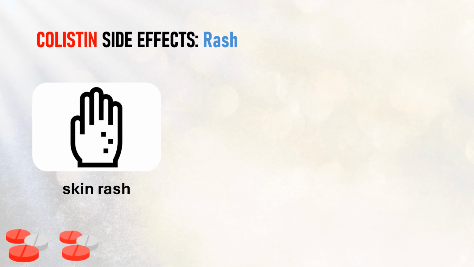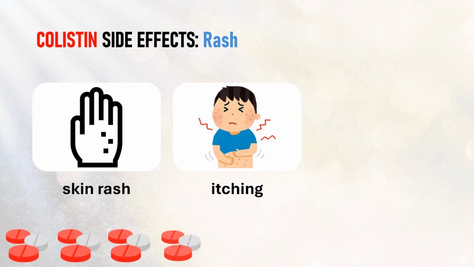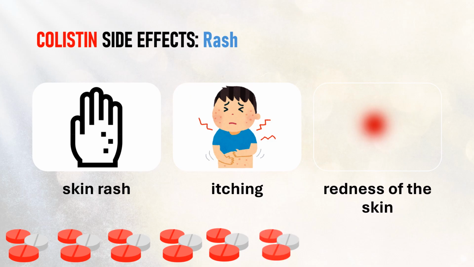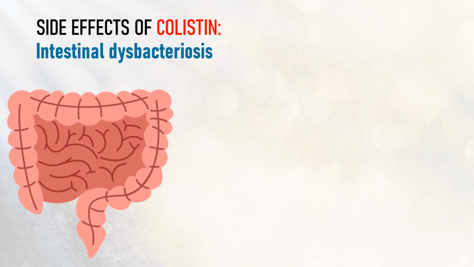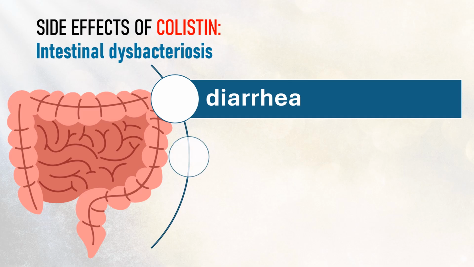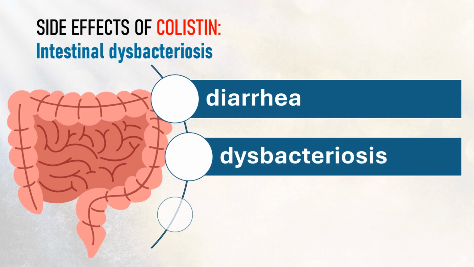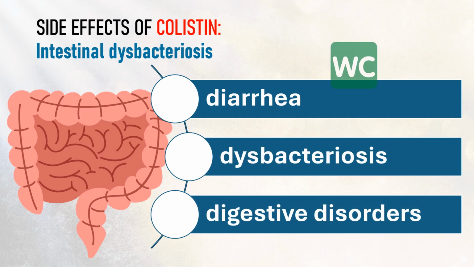Colistin side effects. Rash. Allergic reactions may manifest as skin rash, itching, and redness of the skin. Side effects of colistin. Intestinal dysbacteriosis. The antibiotic may disturb the normal intestinal microflora. Possible symptoms: diarrhea, dysbiosis, digestive disorders.